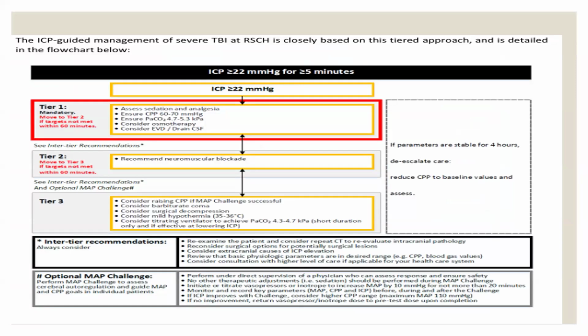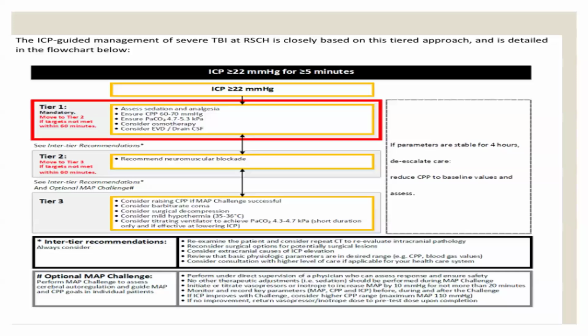If ICP is more than 22 mmHg, then tier 1 follows: sedation, analgesia, CPP 60 to 70, PCO2 between 32 to 35 mmHg. Consider osmotherapy, consider EVD. Then if targets are not met, move to tier 2. If ICP is not controlled, then follow tier 2.